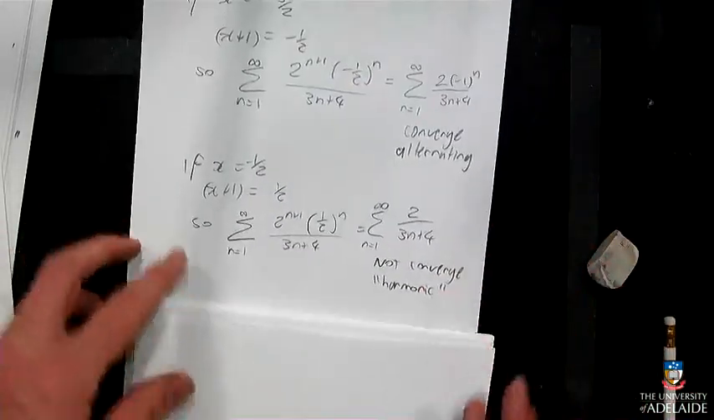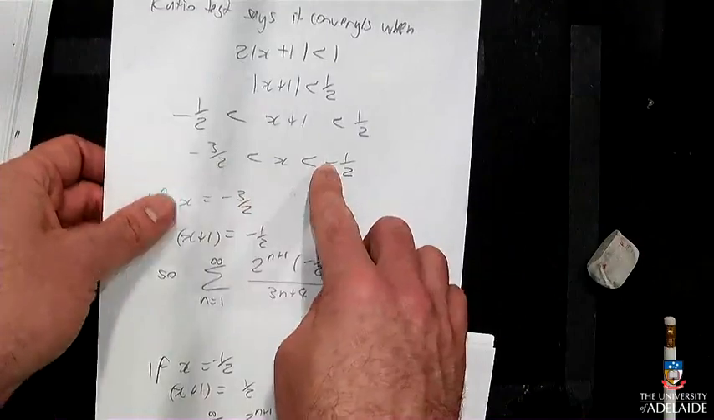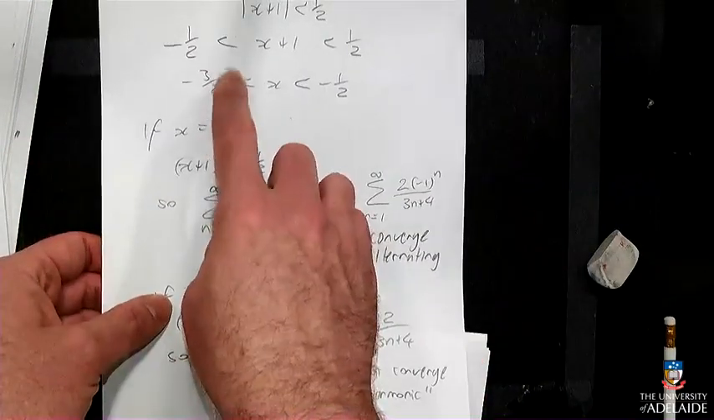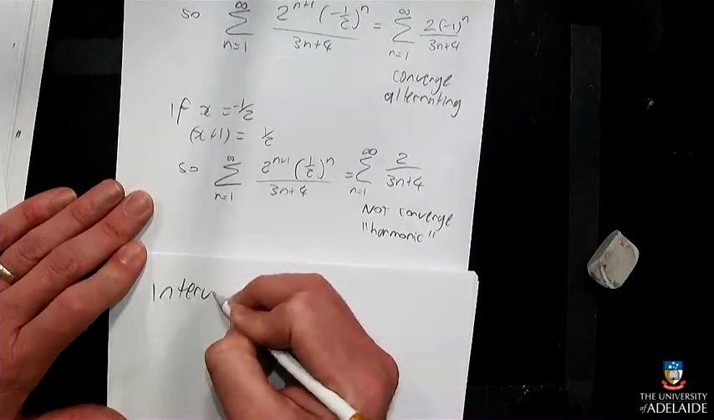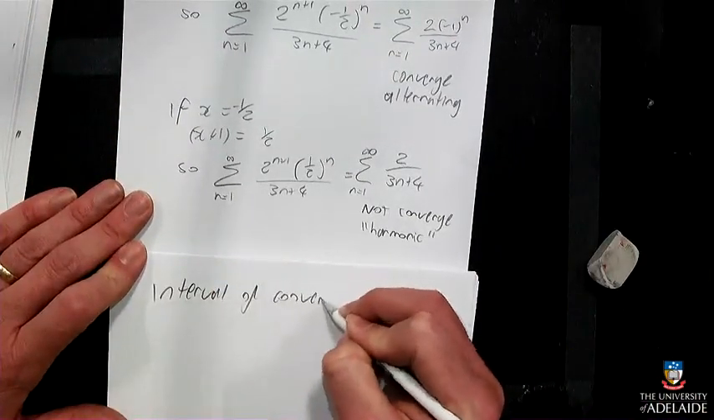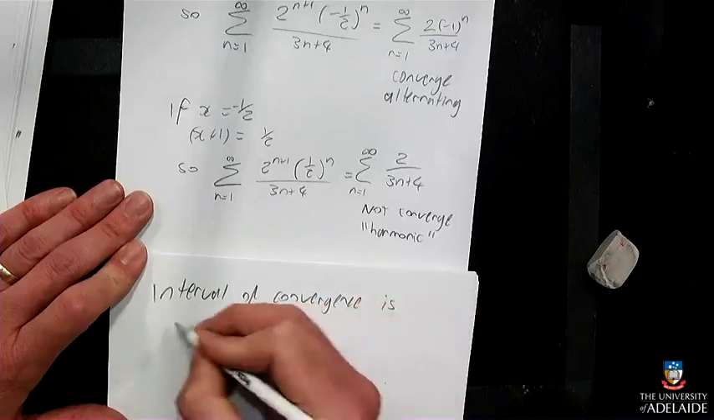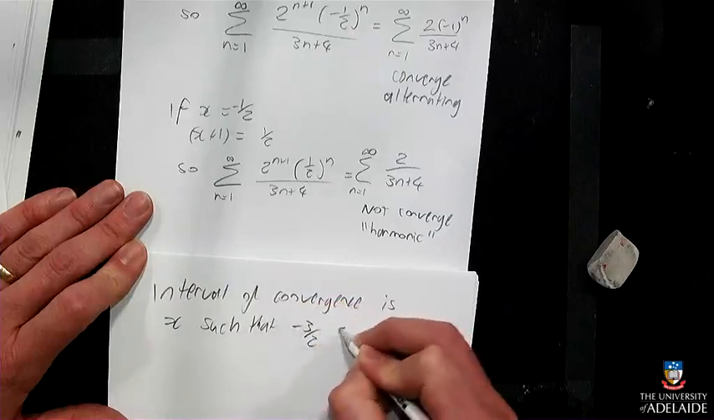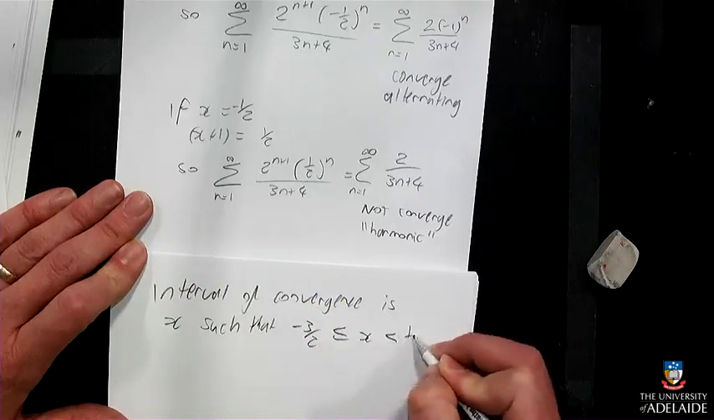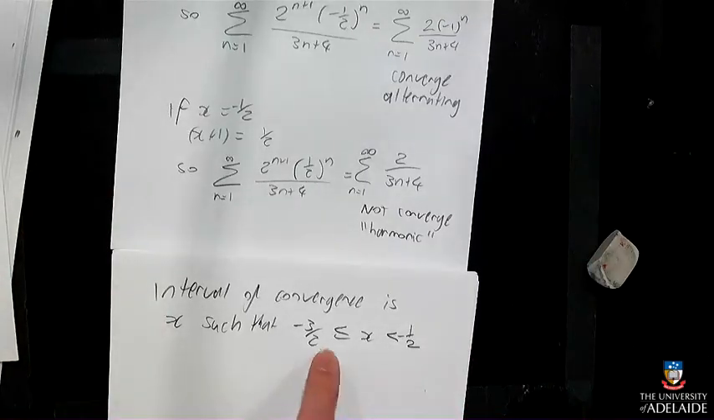And so what we have discovered is that it converges for everything between here and here, and it converges for this number here, but it doesn't converge for this number here. So the interval of convergence is the x such that minus 3 on 2 is less than or equal to x, which is less than minus a half. It could be this, but it's not allowed to be that. That's how I find an interval of convergence.